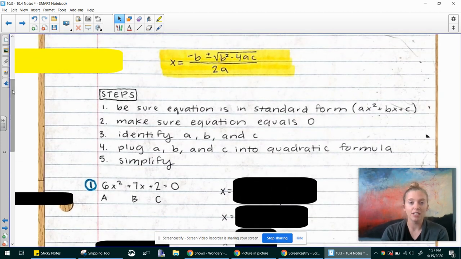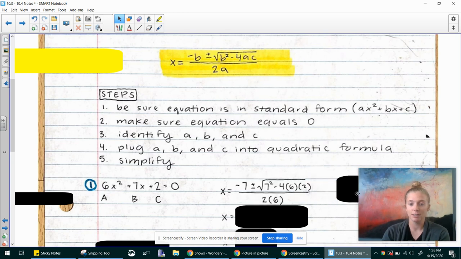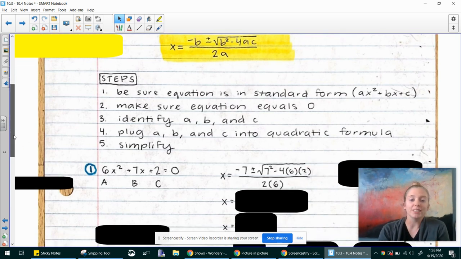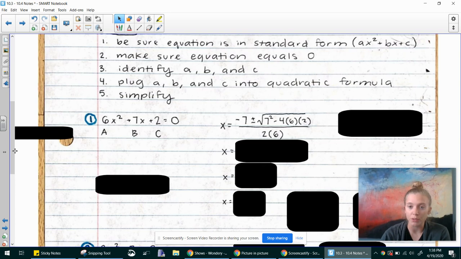Then we're going to sub into the quadratic formula. So we have x equals negative b, so that would be negative 7, plus or minus the square root of b squared, so 7 squared, minus 4 times a times c, 6 times 2, over 2a. A is 6, so that would be 2 times 6. So x equals negative 7 plus or minus the square root of 7 squared minus 4 times 6 times 2, all over 2 times 6.